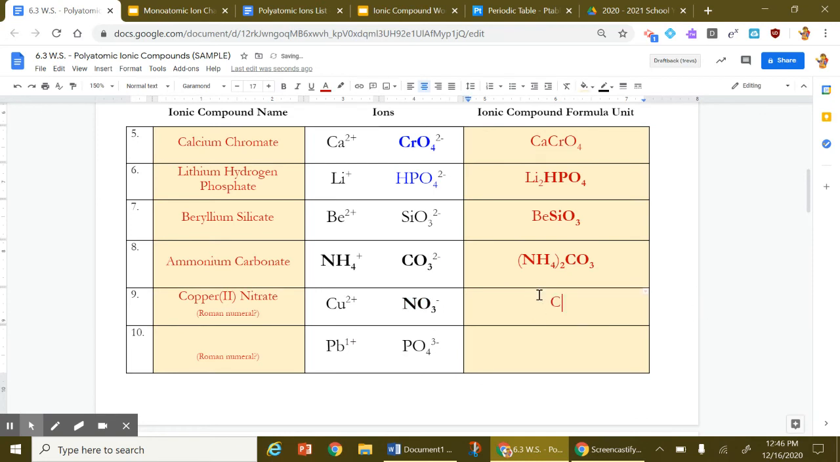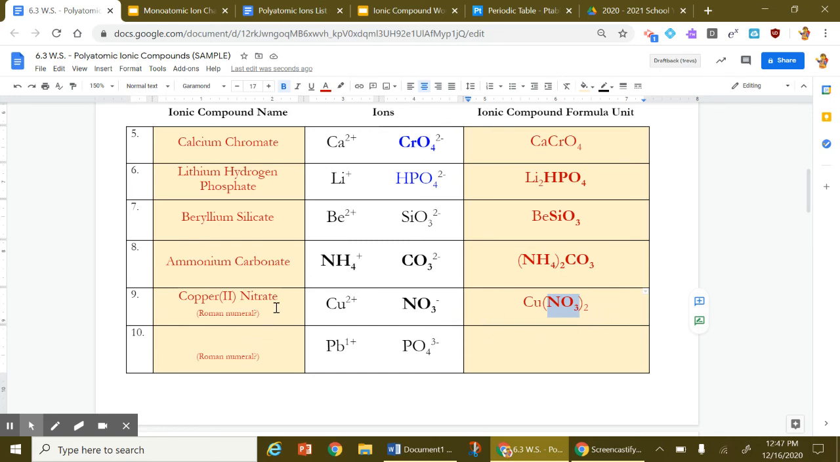Okay, so it's going to be Cu for the copper, and then you're going to need 2 nitrates. So again, here's what this looks like. You're going to have NO3, and you're going to put it in parentheses, because you will need 2 of these. So NO3 is just 1 nitrate. NO3 in parentheses 2 is 2 nitrates. So this is the formula right here. This is what it looks like to have 2 nitrates.